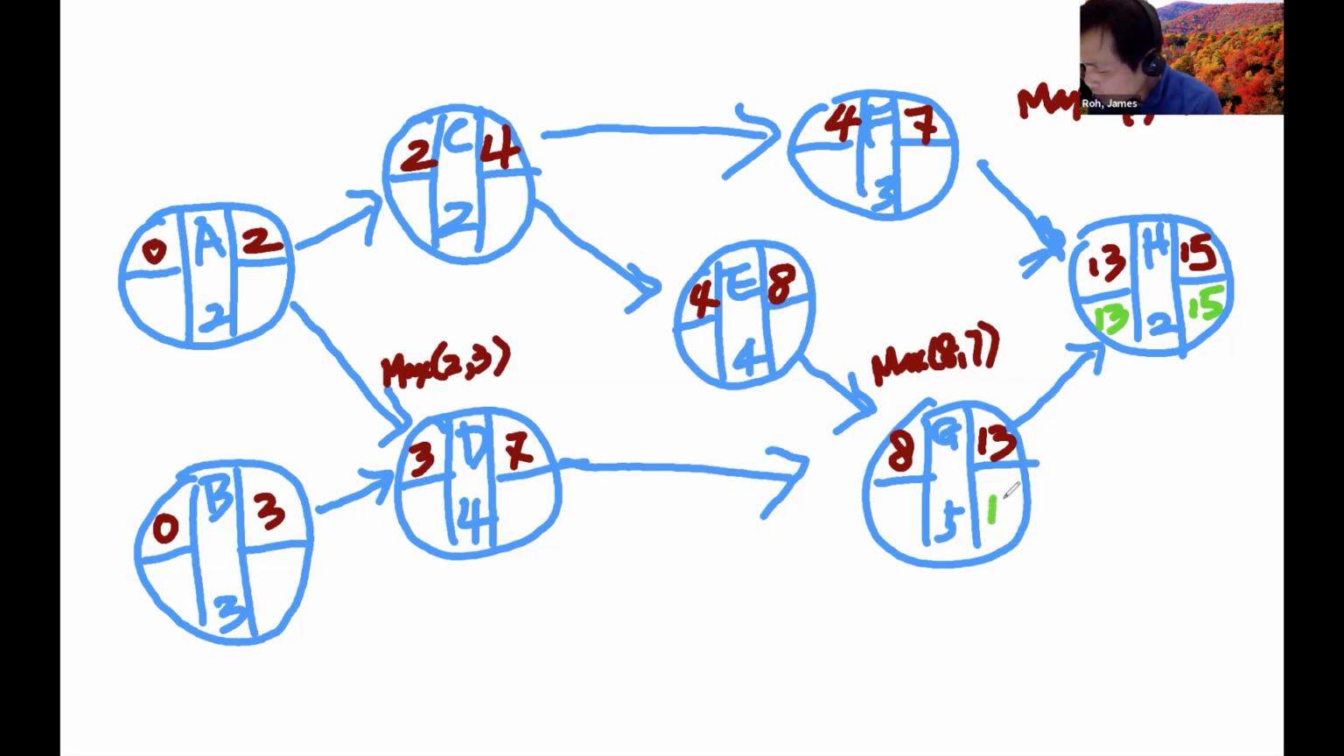So 13 and 13 goes here. And 13 minus 5 gives you 8. And 13 minus 3 gives you 10 here. And the next one is this activity E. So 8 goes here, and 8 minus 4 is 4. And 8 goes there, 8 minus 4 is 4 here.